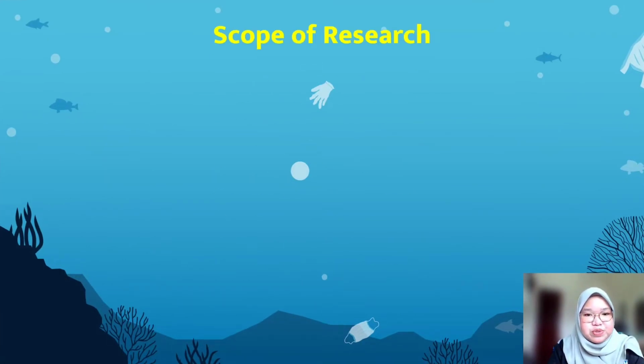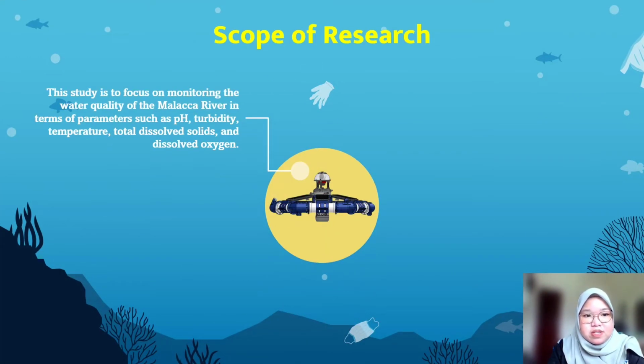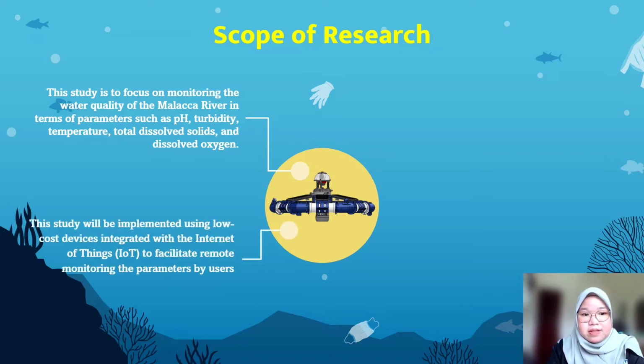Next, the scope of this research. First, this study focuses on monitoring the water quality of the Malacca River in terms of parameters such as pH, turbidity, temperature, total dissolved solids, and dissolved oxygen. Second, this study will be implemented using low-cost devices integrated with the Internet of Things (IoT) to facilitate remote monitoring of the parameters by the user. Third, the study covers near saltwater area in the estuary of Malacca River.